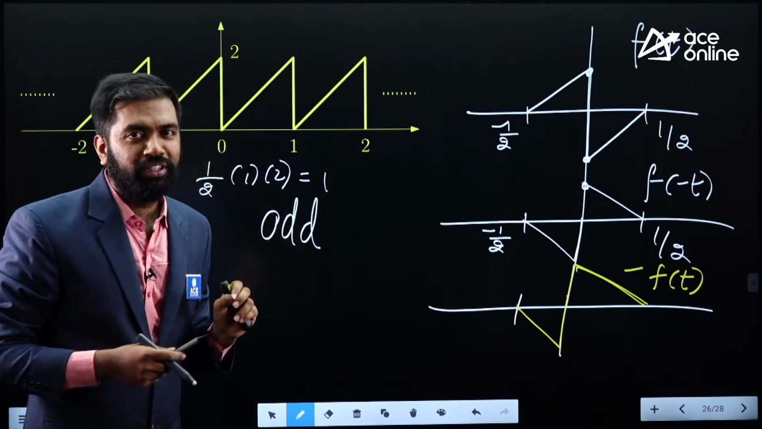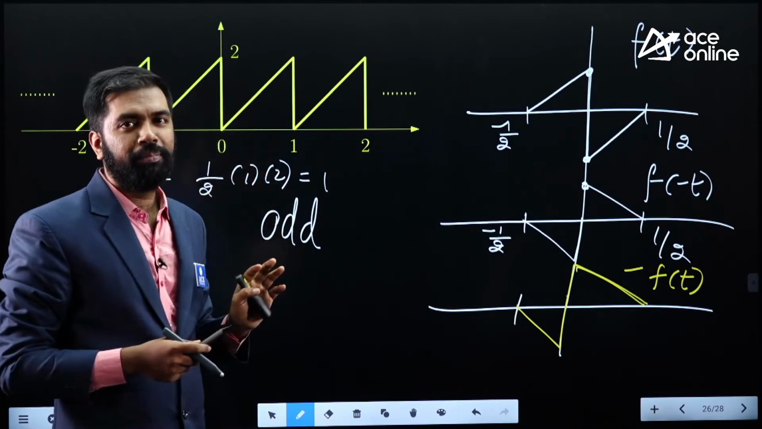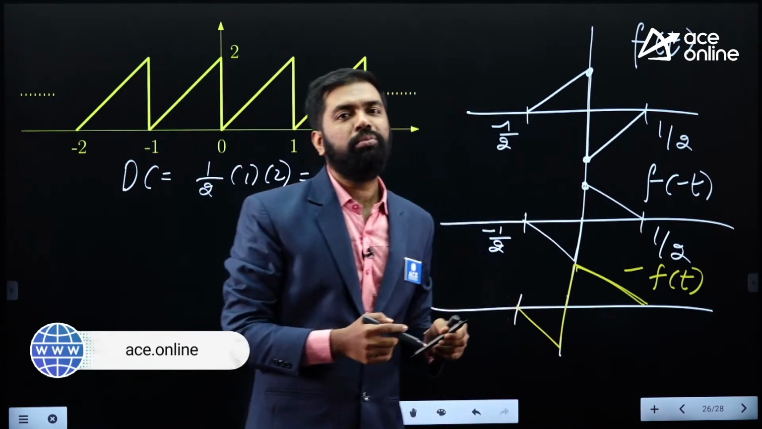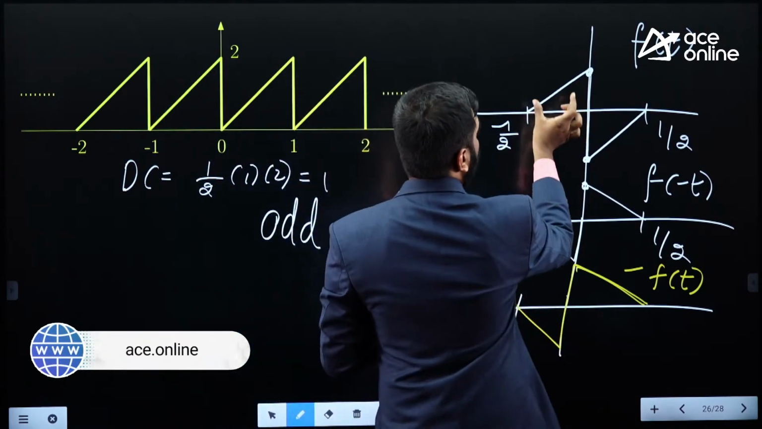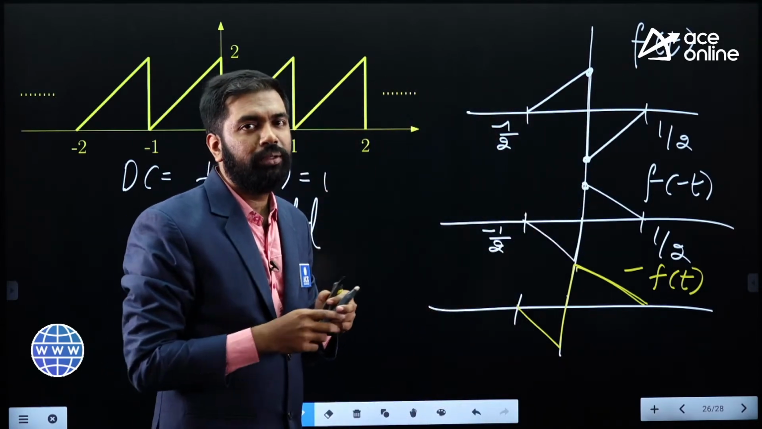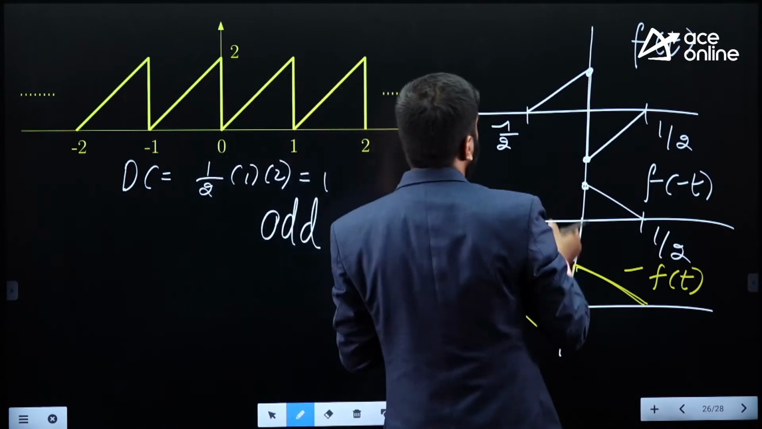Now I have a doubt: does this have half-wave symmetry? Let's check it. For half-wave symmetry, what do we usually do? We shift this to the other half and then rotate it about the x-axis. Let's do that as well. Does this have any half-wave symmetry or not? Let's check.